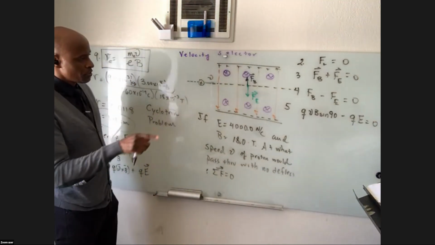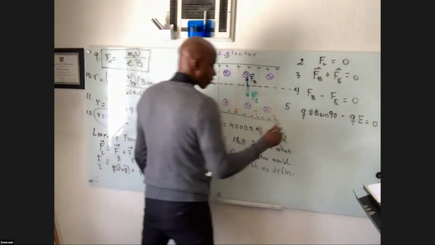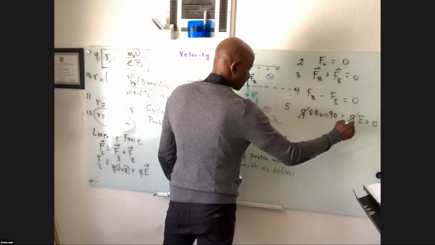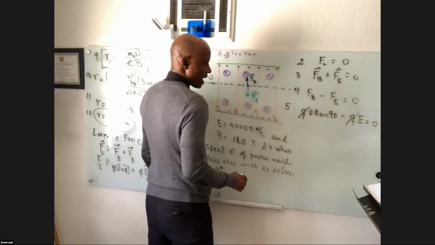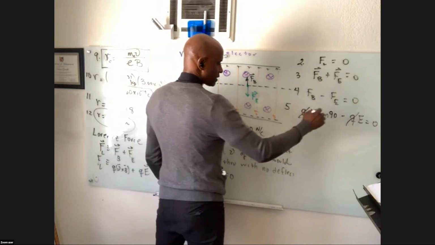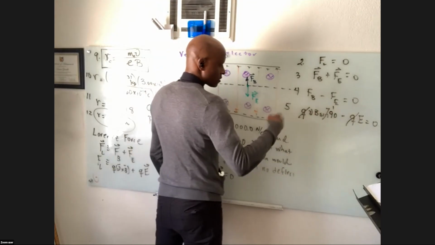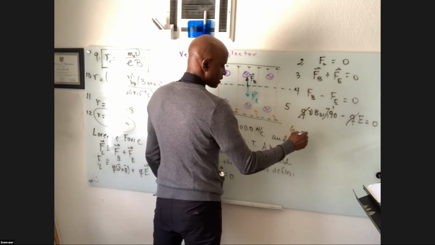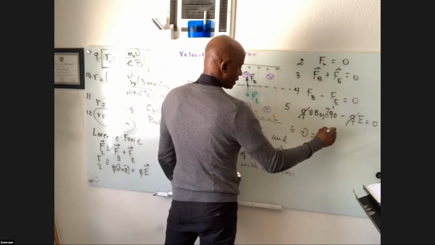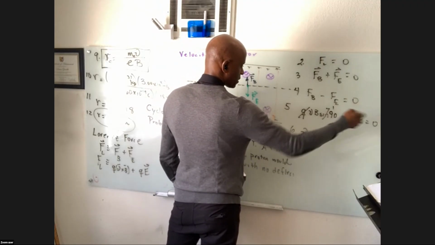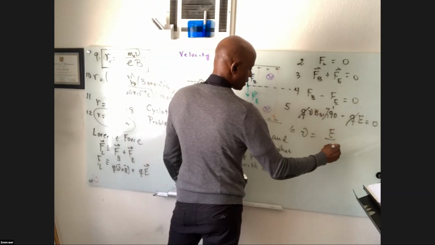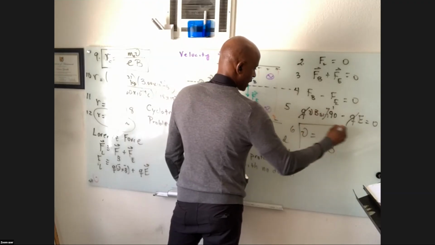Well, you can see Q is going to cancel out on both sides. And the sine of 90 is 1. So when I solve for v, I get that the speed is equal to E over B. And that's a classic result.